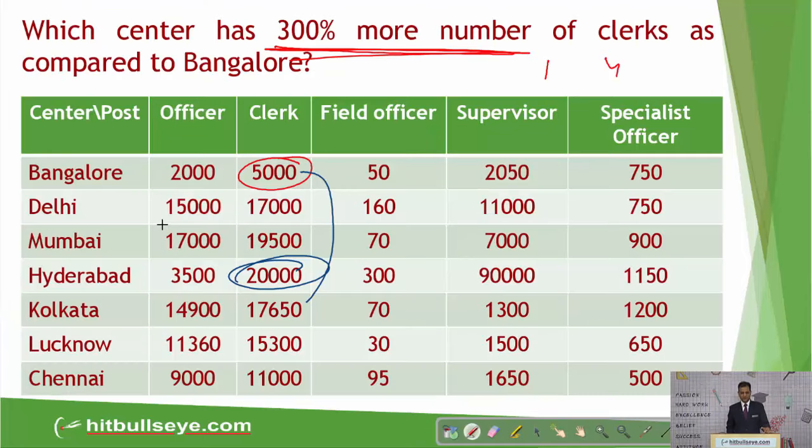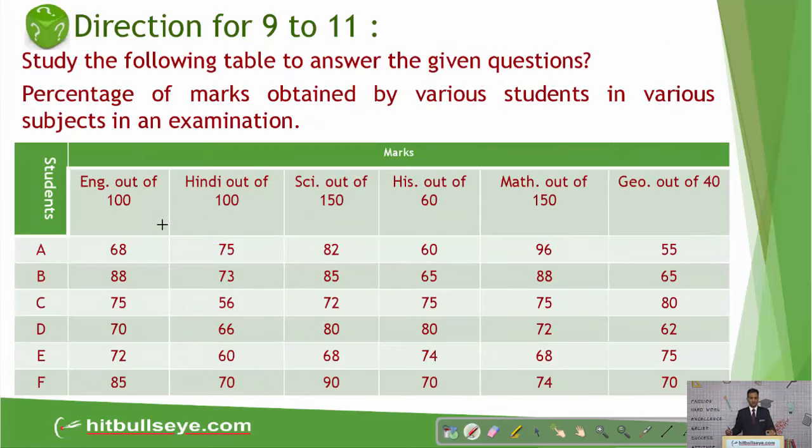So students, you can see again the questions were very easy, like you have done in the line graph. The third block is also on a table. Study the table and answer the questions. Percentage of marks obtained by various students, these are the students A, B, C, D, E, F, in various subjects of examination. These are the percentages of marks, 82%, 85%, 75%.